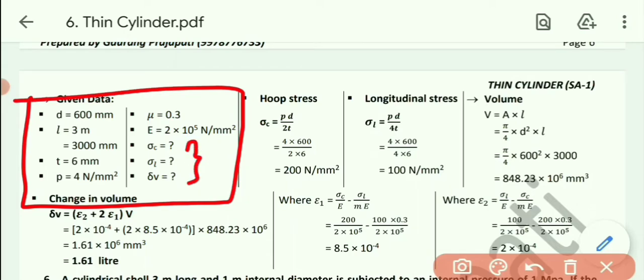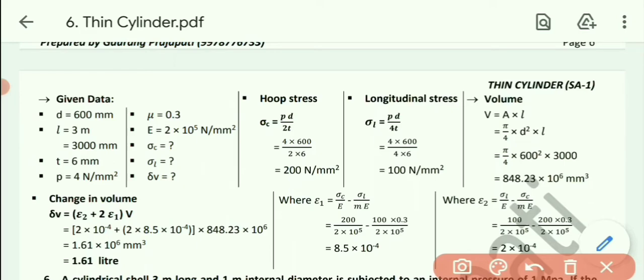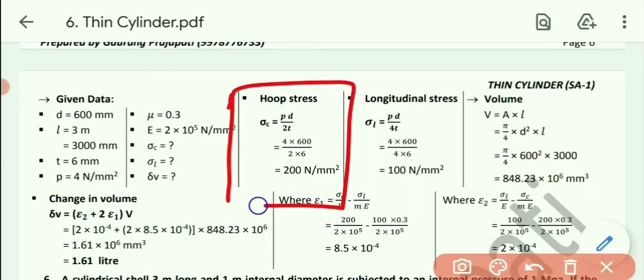First of all, sigma c and sigma L, we have already solved this kind of example. First, sigma c, hoop stress, or circumferential stress. The equation of sigma c is PD divided by twice T. Now we have all these 3 values, P, D and T. P is 4 Newton per mm square, diameter is 600, divided by twice T, that is 2 into 6. By simplifying, we get the answer 200 Newton per mm square. So that's the value of sigma c.